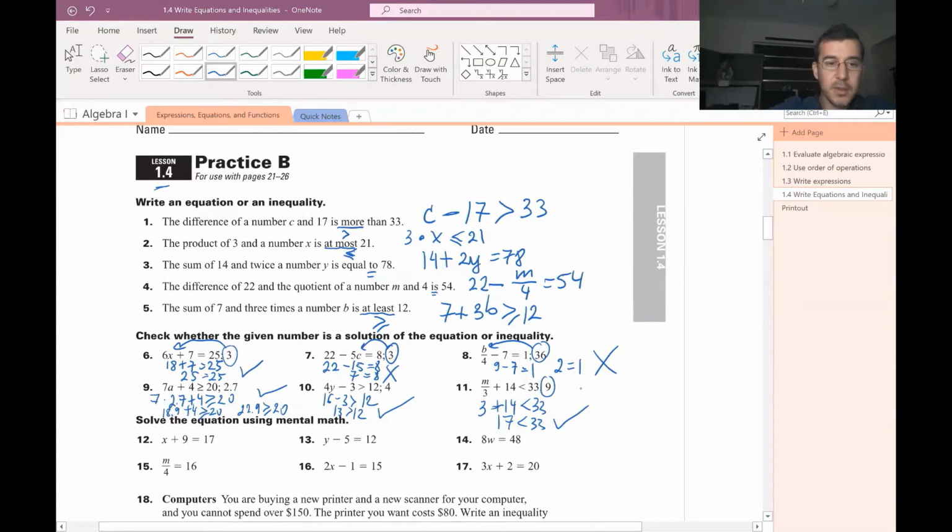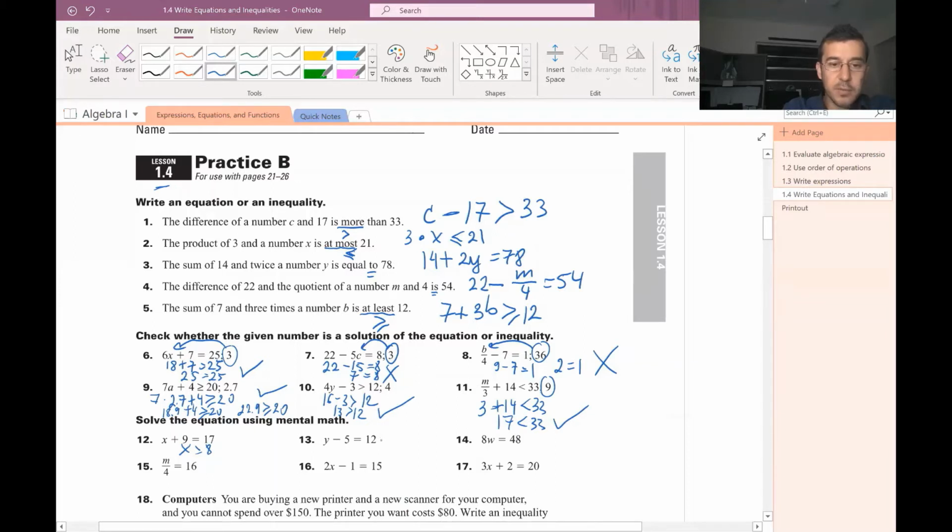Okay. Solve the equation using mental math. x plus 9 equals 17. So which number plus 9 is 17? Again, the symbol before the 9 is plus, so when 9 goes to the other side of the equation it is minus 9. So 17 minus 9 is 8. So x is 8 because 8 plus 9 is 17.